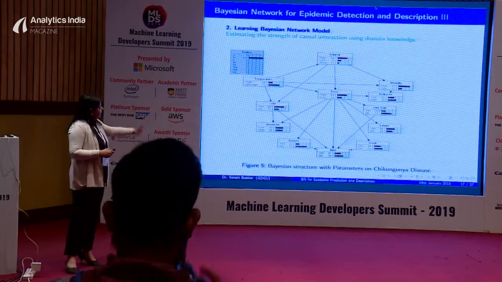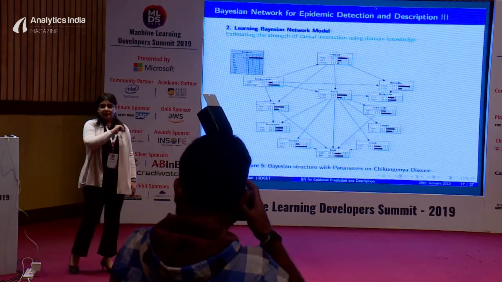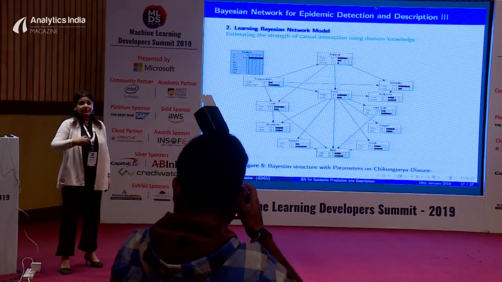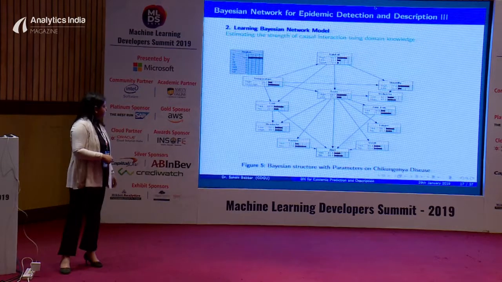So once we have done learning the Bayesian network model, the next step was to exploit this Bayesian structure in order to see if the symptoms that we are seeing today have something to do with the history that we've already seen, right?